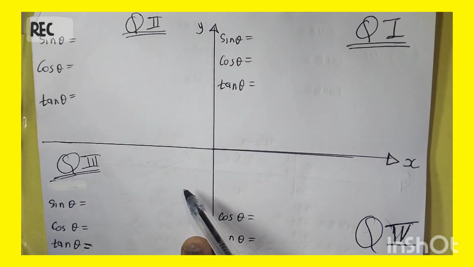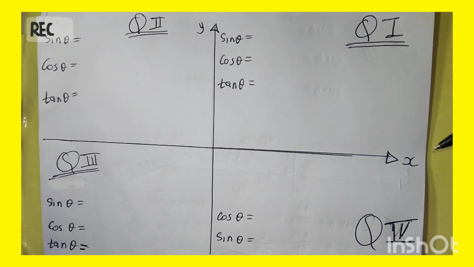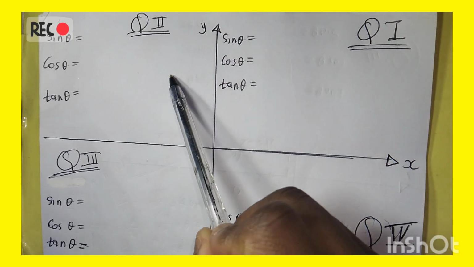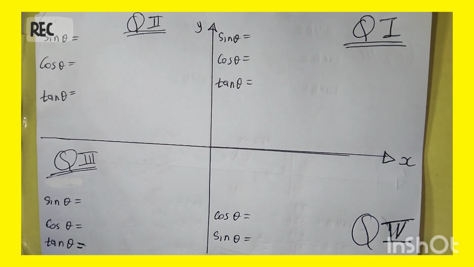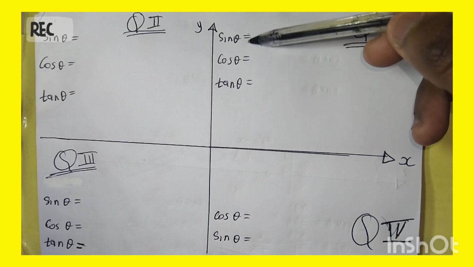So this thing, guys, it's a Cartesian plane. As you can see, it has two axes, the x and y axis, and it has four quadrants: quadrant 1, quadrant 2, quadrant 3, and quadrant 4. In this Cartesian plane, guys, I will apply trig ratios.